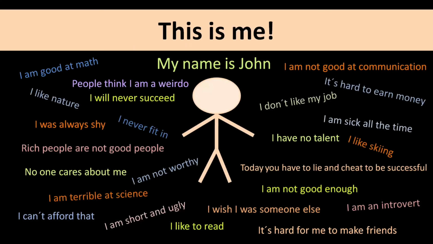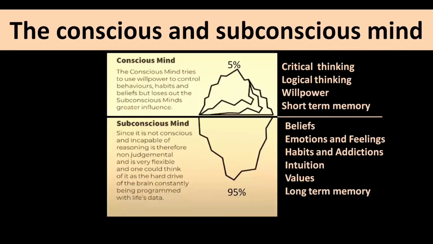Isn't it interesting? Now, you heard me saying subconscious mind, but what it actually is. We all have the conscious and subconscious mind. The conscious mind is what we are in control of, and we can use it for critical and logical thinking, willpower, or short-term memory. Subconscious mind, on the other hand, is something like a hard drive on our computer. It stores our beliefs, emotions and feelings, habits, addictions, or long-term memory. These two minds are not equal. They learn and store information in a different way, and they also work differently.